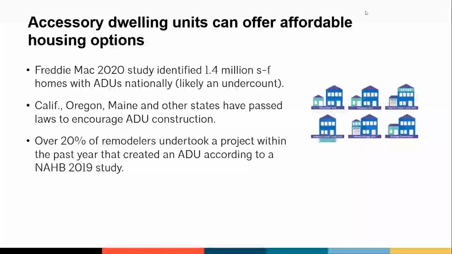I mentioned ADUs at the start. They can offer affordable housing options. So Freddie Mac did a study that identified 1.4 million square feet of homes that had an ADU. That definition varies, right? While in some places it's very clearly defined, in others it's less clear what defines an ADU, and you can see some of the photos suggest different ways it could look.